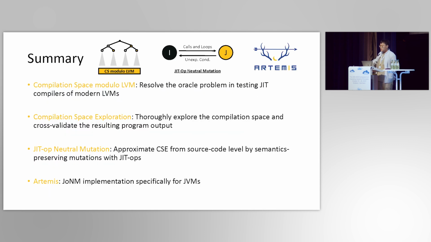In this work, we have proposed compilation space exploration, CSE, for JIT compiler validation. We have also implemented CSE by JIT-op neutral mutation. And in the end, we also implement JIT-op neutral mutation specifically for JVM by a tool called Artemis. And this is our tool. And you can see a QR code in the end.